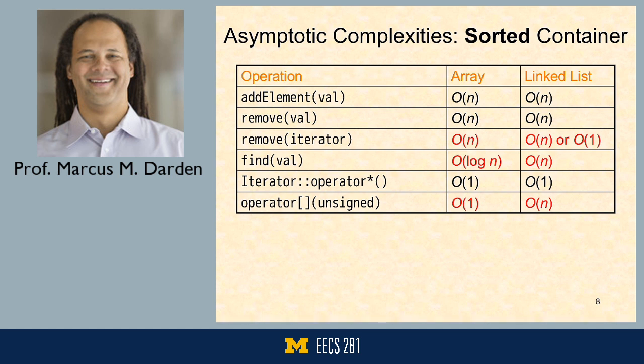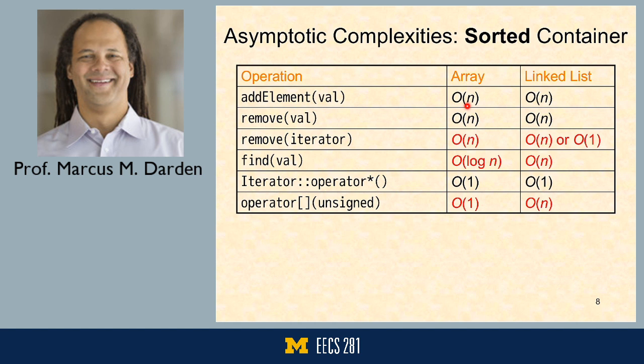Add some element. This is going to cost me in a sorted container a linear amount of time. Why? Well, probably the fastest I can go, I can use a binary search to figure out where the item belongs. So that takes me log n time. But as I insert it, I've got to move a bunch of other values. So there's my linear time for add element into a sorted container that's implemented by array.